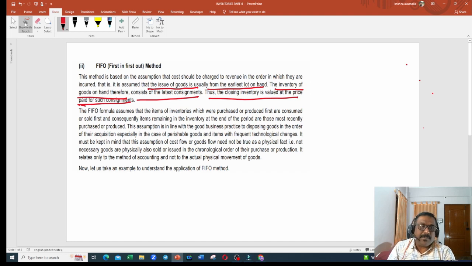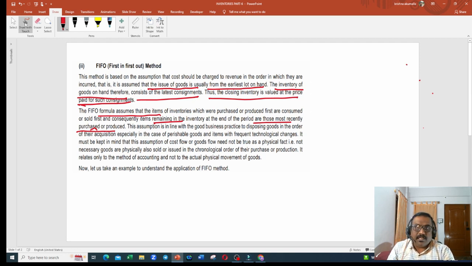It must be kept in mind that this assumption of cost flow of goods need not be true as physical fact. That is not necessary. Goods are not physically sold or issued in the chronological order of their purchase or production. It relates only to the method of accounting and not to the actual physical movement of goods.